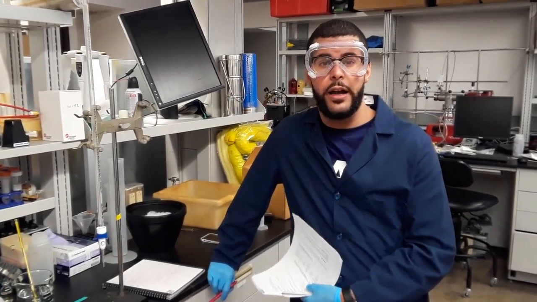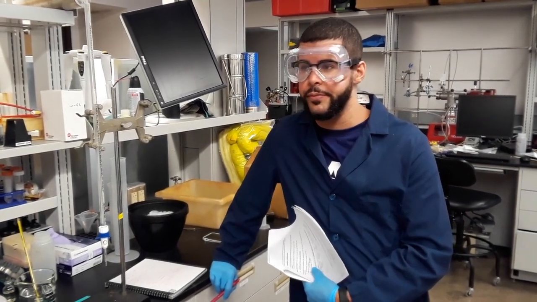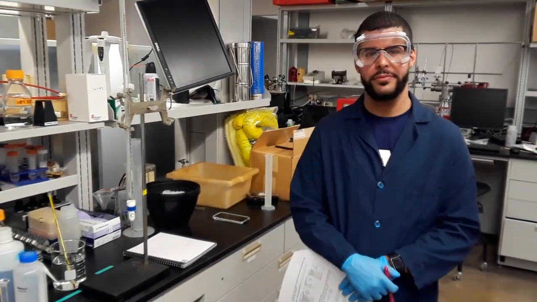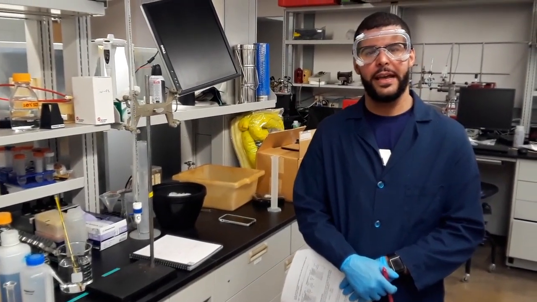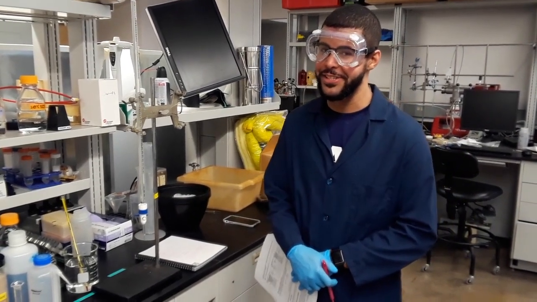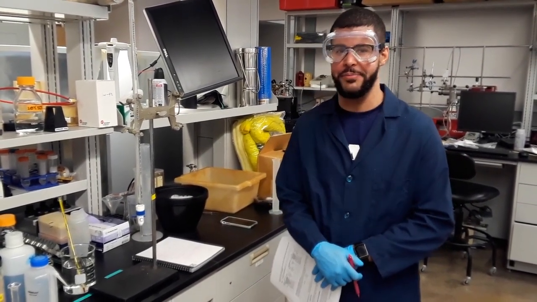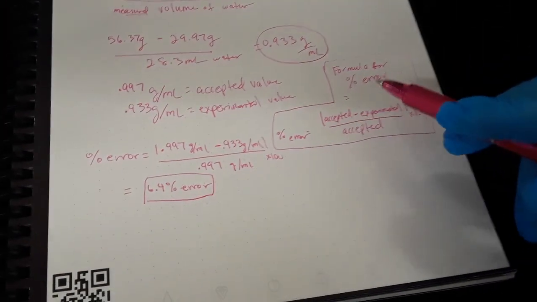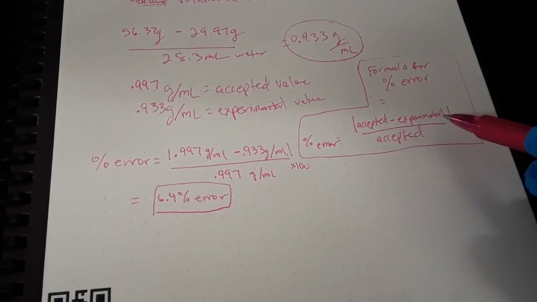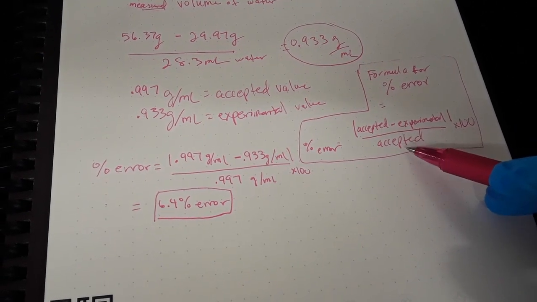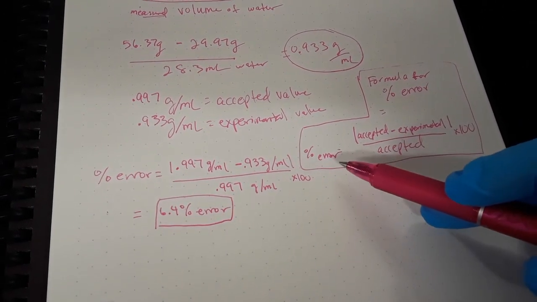So now it's time to measure how accurate the beaker measured the water. Accuracy and precision. So now we're going to see how accurately the beaker measured our density of water. If you look at the formula for percent error, you get the accepted value minus the experimental value in an absolute value equation over the accepted value times 100, and that will give you your percent error.